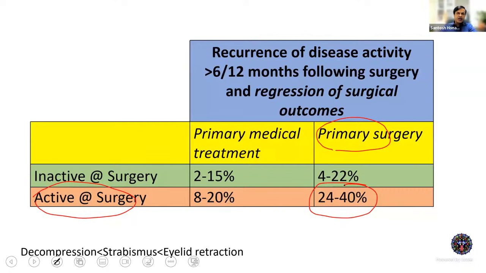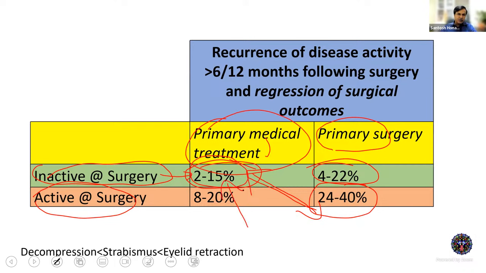As opposed to it, if a patient has inactive disease at surgery and you have done primary surgery, then it is 4 to 22%. If a patient has primary medical treatment and has inactive disease when you do surgery, so the patient had active disease, you did primary medical treatment and is inactive at surgery, that is the least chance of recurrence of activity, 2 to 15%. So this is obviously a collection of all the data. It's not a meta-analysis, just for you to eyeball the data, but it is evident that control of activity or remission from activity at the time of surgery with prior medical management gives you the best results in terms of effect of surgery and also the rate of recurrence of disease activity.